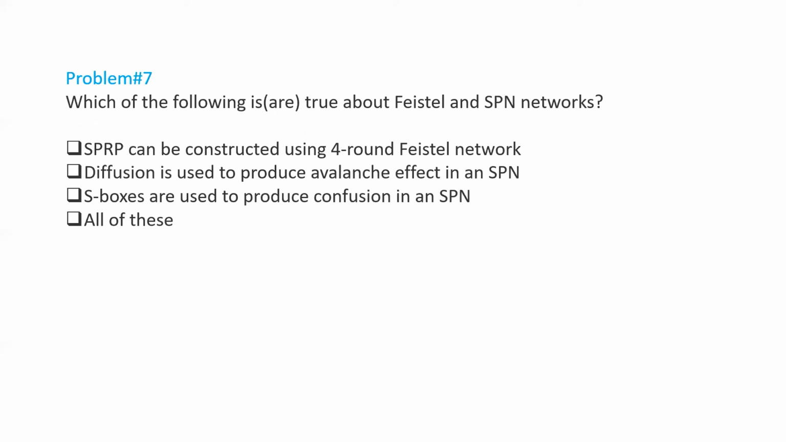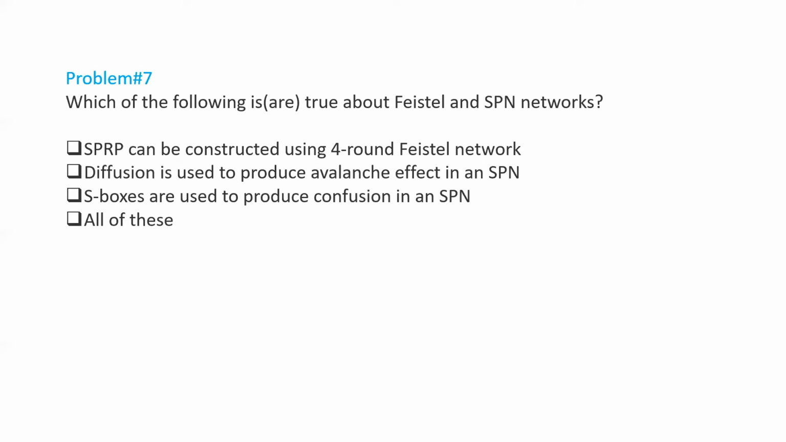Proceeding to the next problem: which of the following is or are true about Feistel and SPN networks? The first statement is that an SPRP can be constructed using a 4-round Feistel network, which you already know is true. That is already discussed in the lecture posted. So using a Feistel network for 4 rounds, you can get a strong PRP.